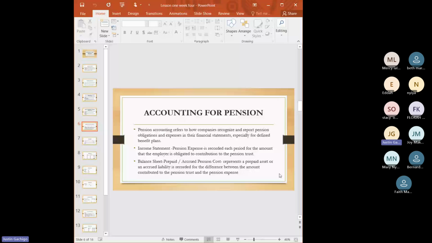So there are two main statements that are considered. One is the income statement and the other one is the balance sheet. In the income statement, this is where the pension expenses is recorded, and in the balance sheet, this is where we record either the pension liability or the pension asset. In some cases, you may prepay or you may underpay. If you underpay, that's an accrual. If you overpay, that is an asset. Those are recorded in the balance sheet. We are going to see how this is done practically in a few.